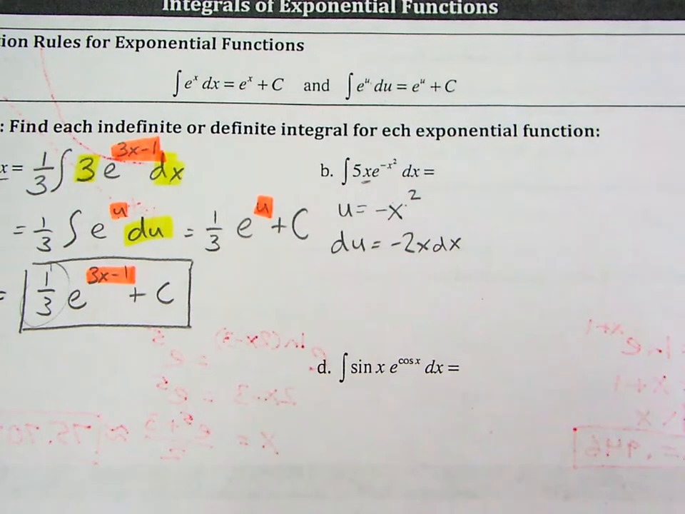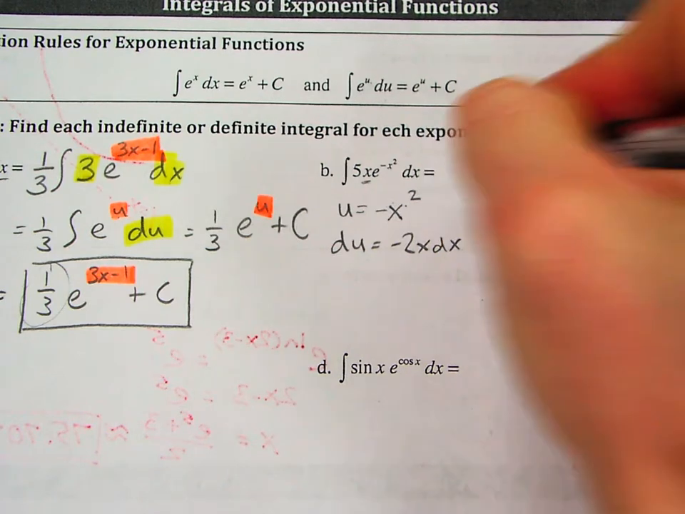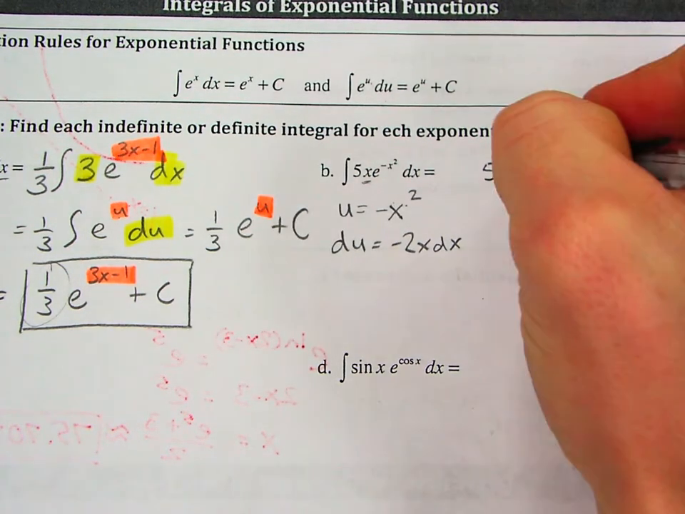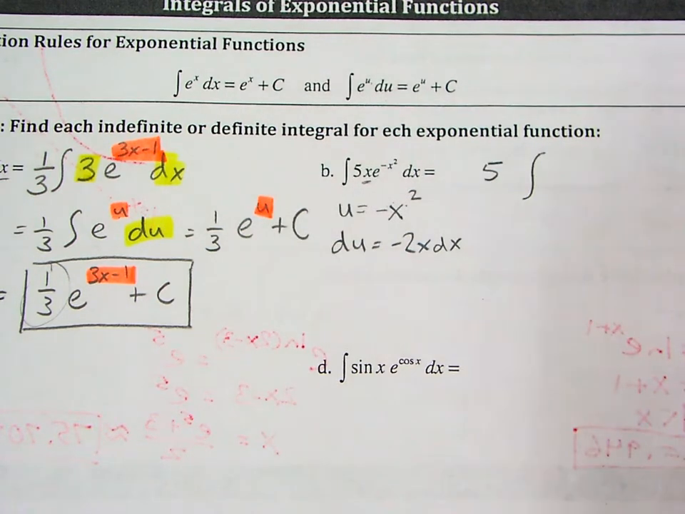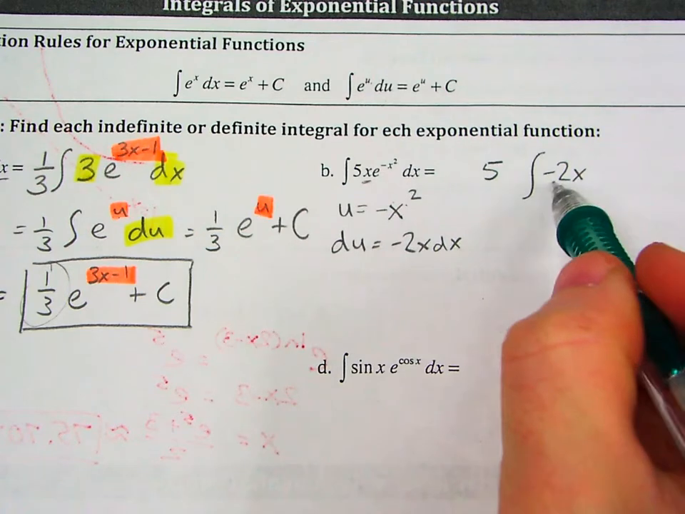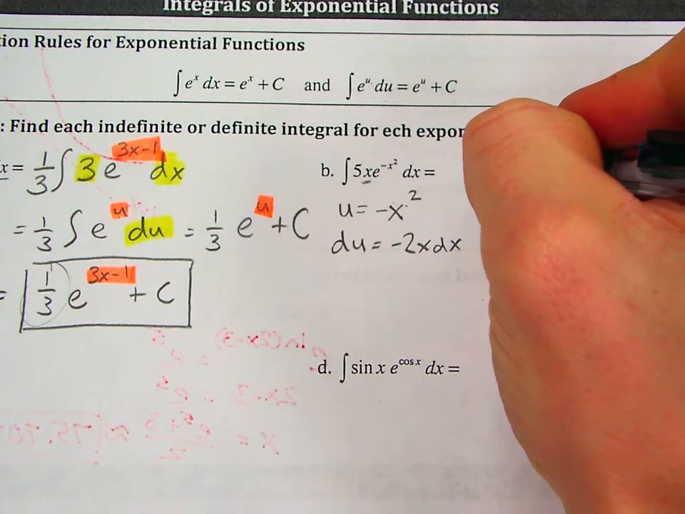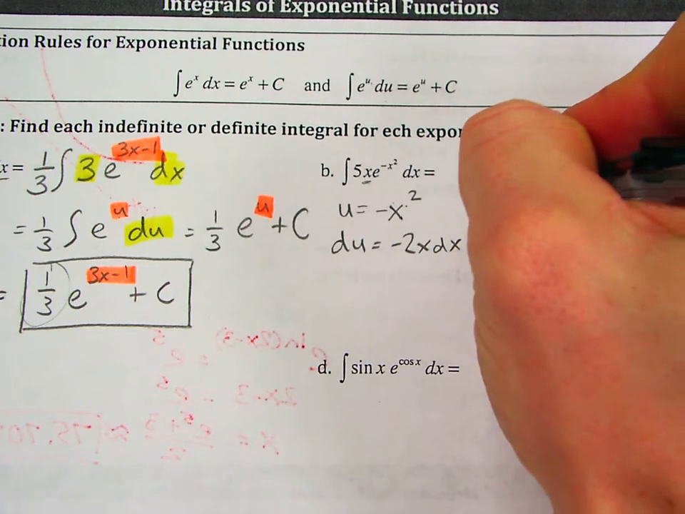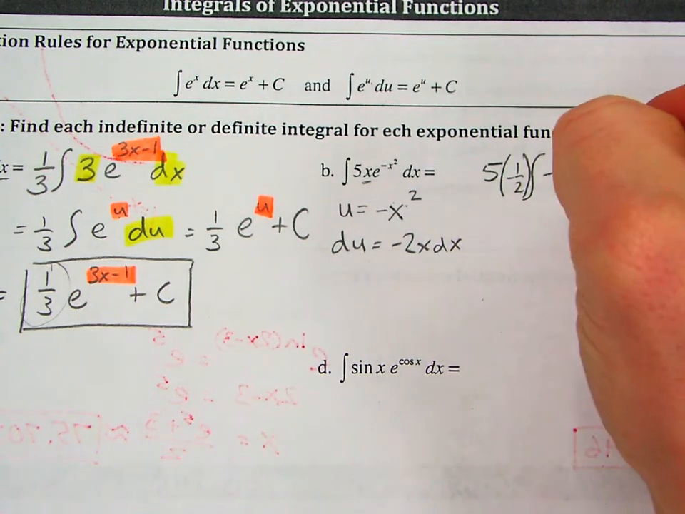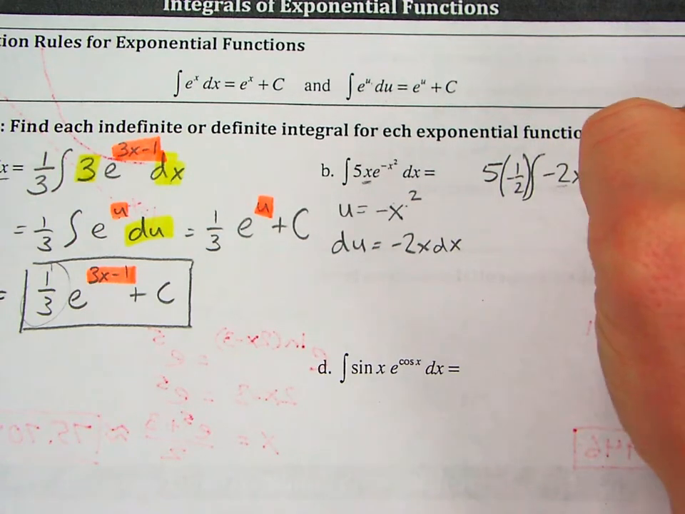Okay, so we're going to do a couple steps here at once. We're going to take out the 5, because we know the constant multiple can come out. Okay, we're going to change it to negative 2x on the inside. So we're multiplying by negative 2, which means we have to multiply by negative 1/2 on the outside. Then we have e to the negative x squared dx.